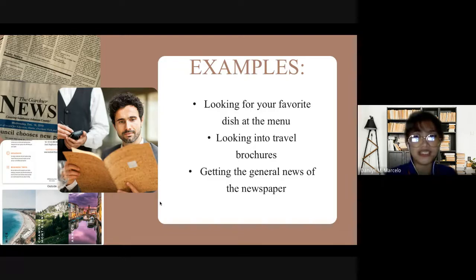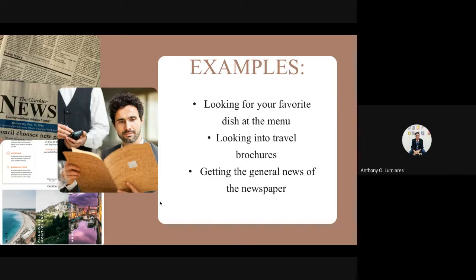And the third is getting the general news of the newspaper. Like what I said, skimming is when you are getting the general overview of a text. In this situation, we are getting the general news of a newspaper. The material used is a newspaper, and you are getting the general news of it. So that is skimming. You are just getting the general overview of a particular text. So, do you understand what skimming is? Do you have any questions? Yes, ma'am. None, ma'am. Very good.